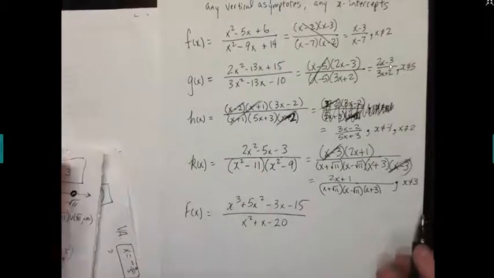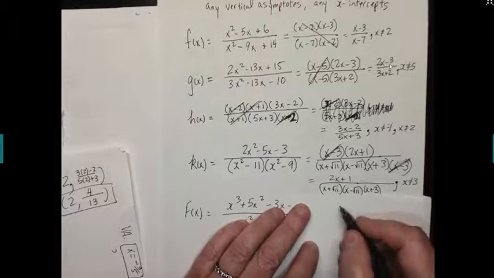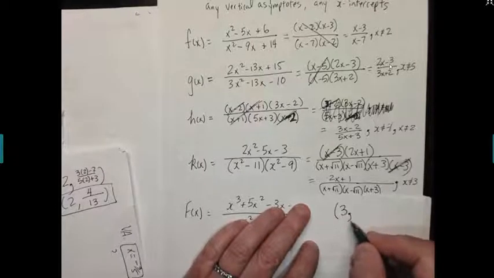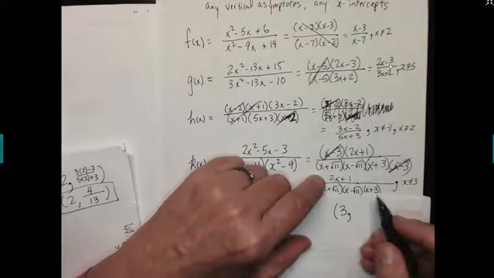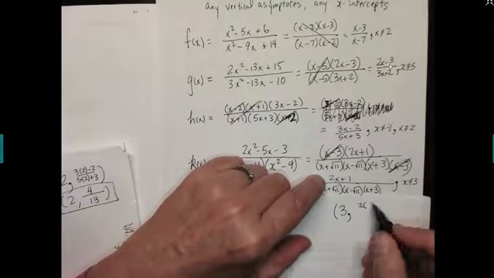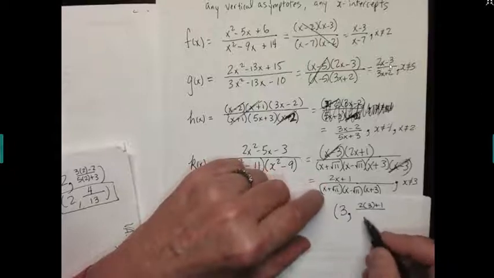So there's one hole. Where is it? It happens when x is equal to 3. And what is the y? So the x coordinate is 3. The y coordinate is, well, I plug in 3 into these.